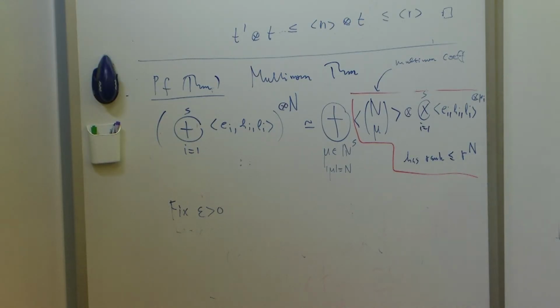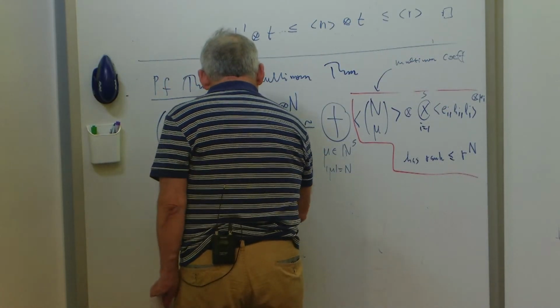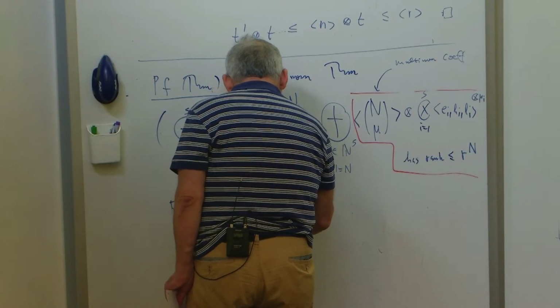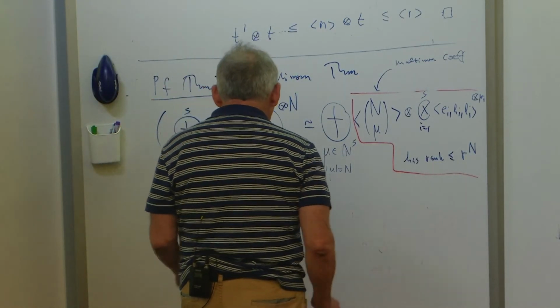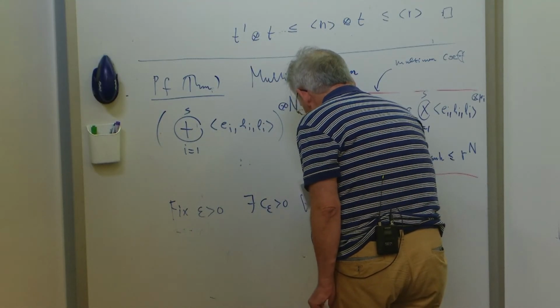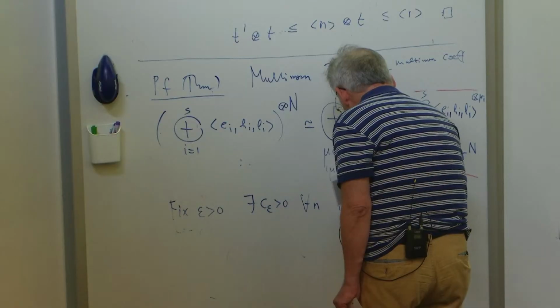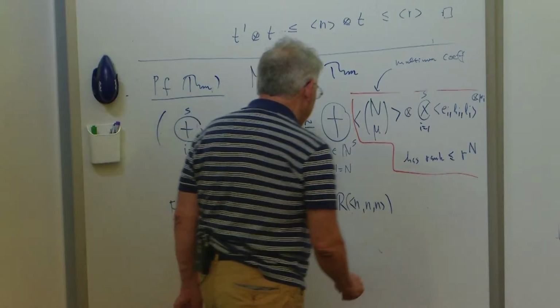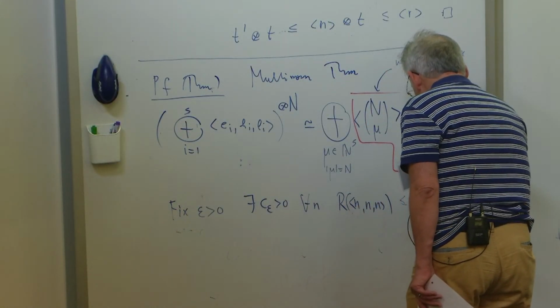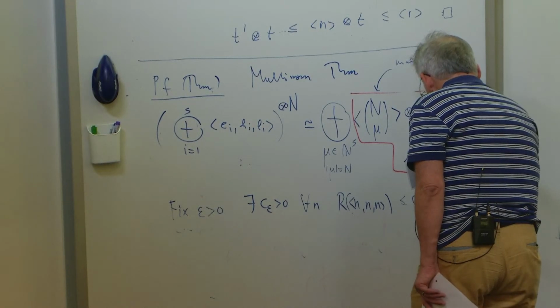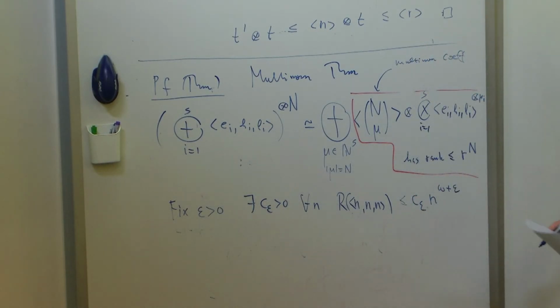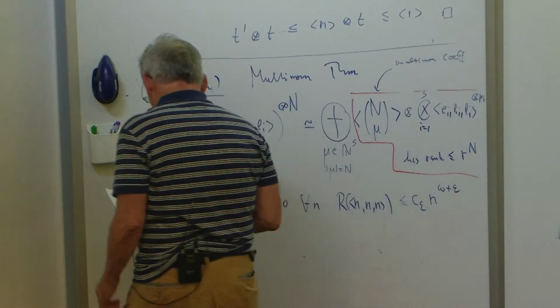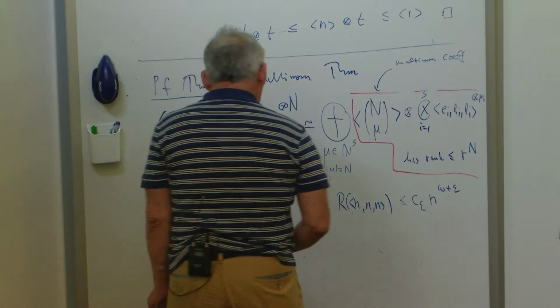And so for this reason, I fix some epsilon. Then I say there is some constant, maybe a billion, who knows, doesn't matter, such that for all n, now what I rewrite is basically the definition of the exponent of matrix multiplication. So the rank of the n by n by n tensor is at most the constant times n to the omega plus epsilon, because omega is defined as an infimum. So this is the definition of the exponent. Okay, looks like calculus.